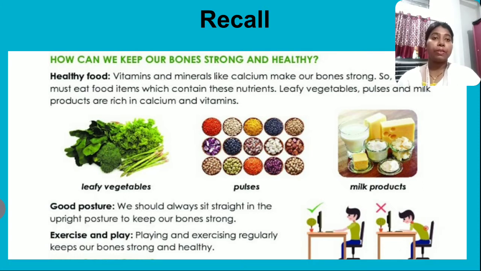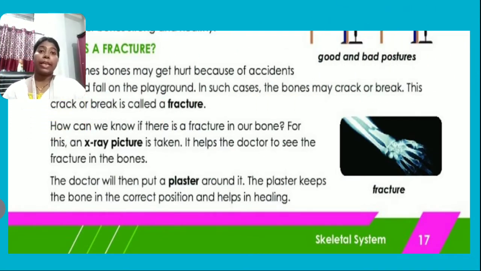Along with the points to keep our bones strong and healthy, we have also learned that any injury that leads to a crack or break in a bone is called a fracture. To know about a fracture, a doctor takes an x-ray picture of that part of the body, and he is able to see the structure of the bone and what happened to it. Accordingly, the fracture can be treated with the help of a plaster, which is made around the part of the body where there is a crack or break. This plaster helps to keep the broken part in the correct position and also helps to heal it very fast.